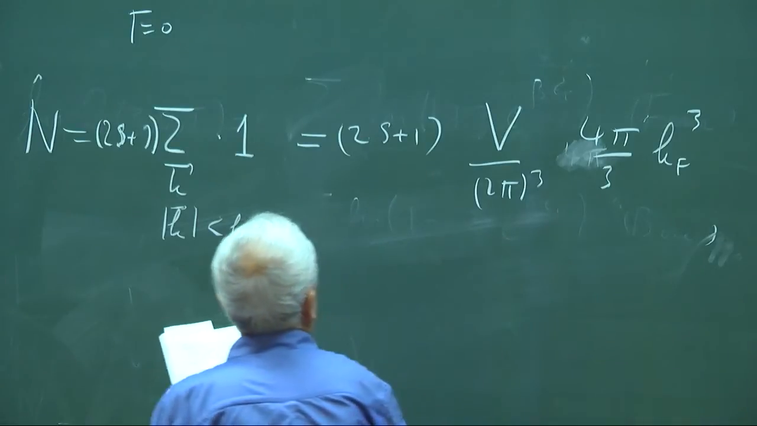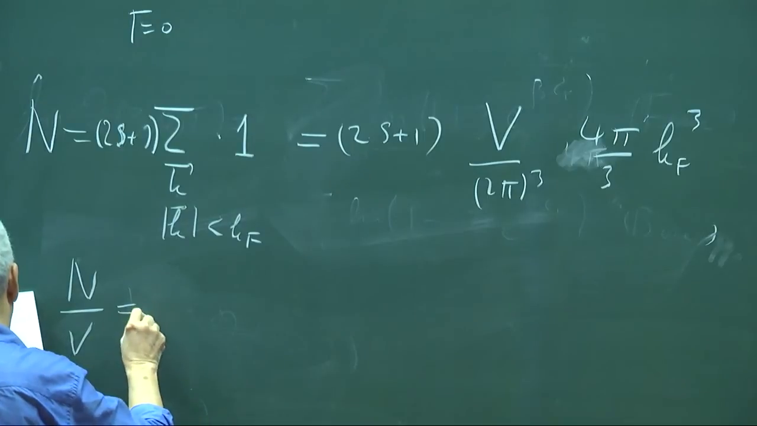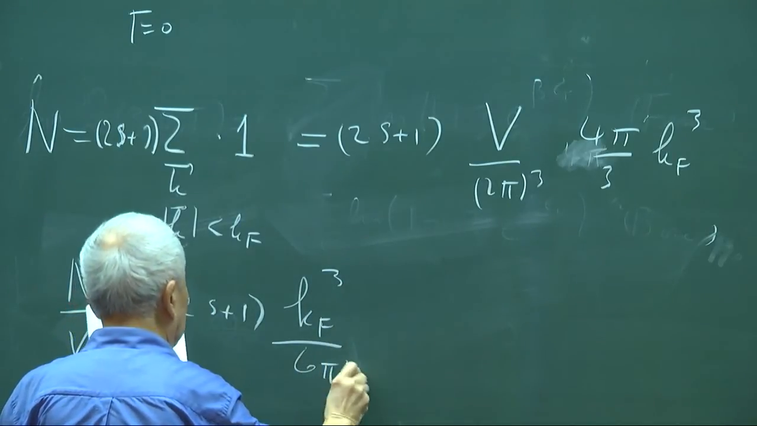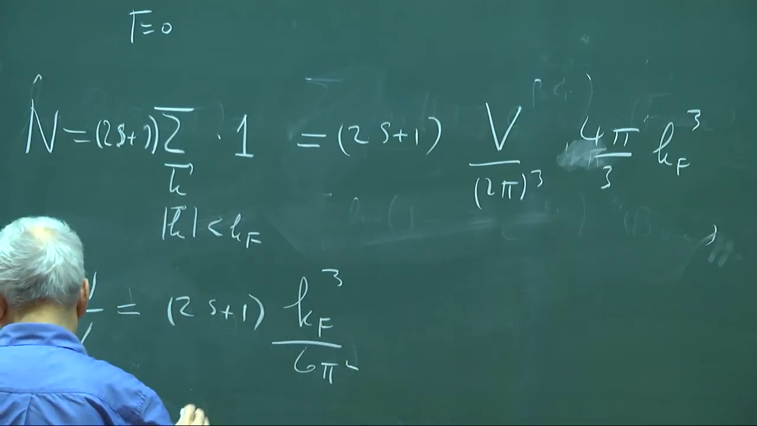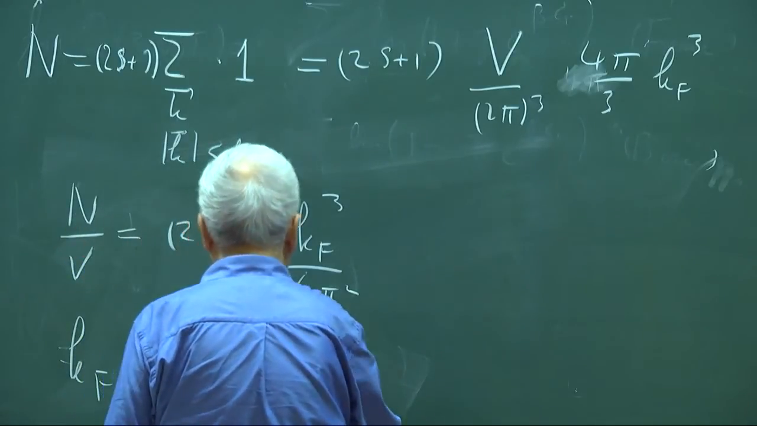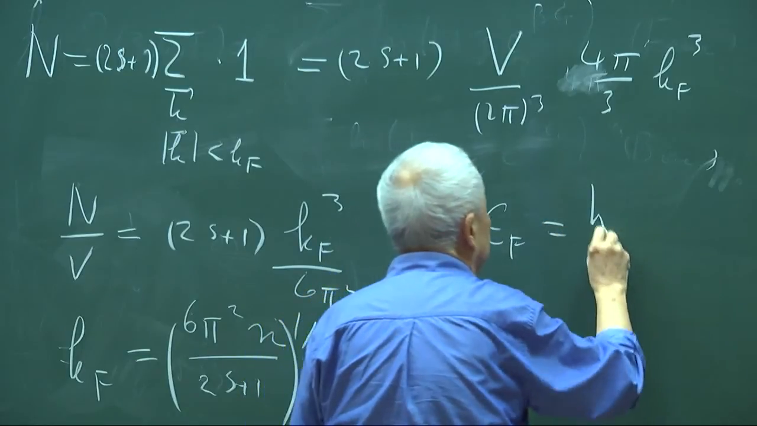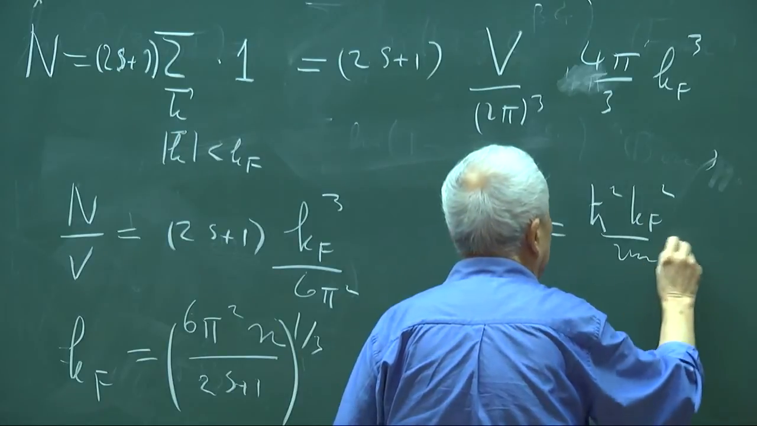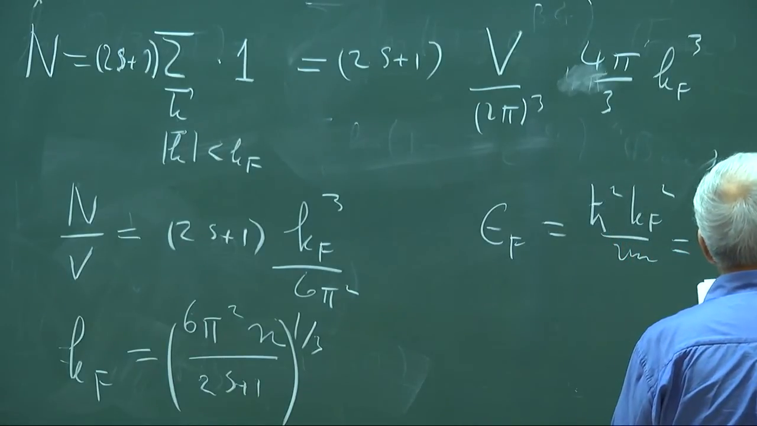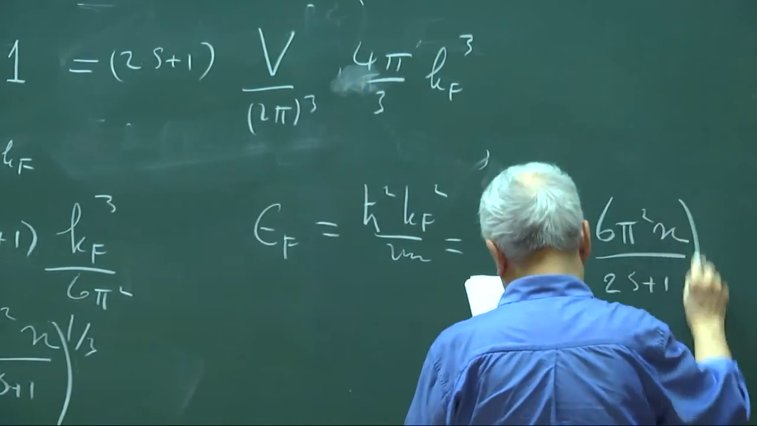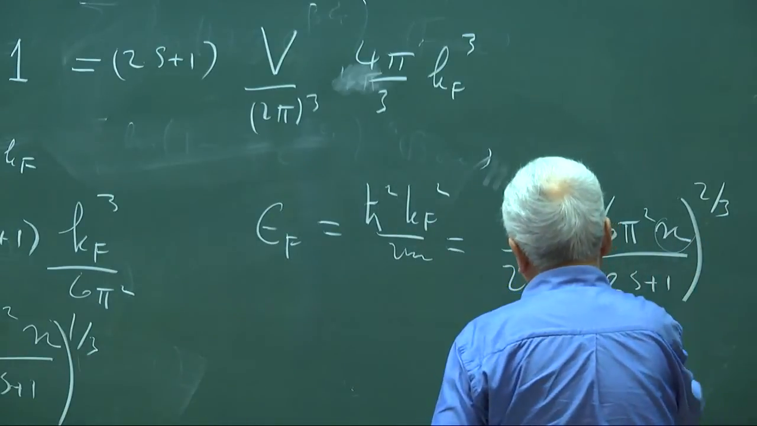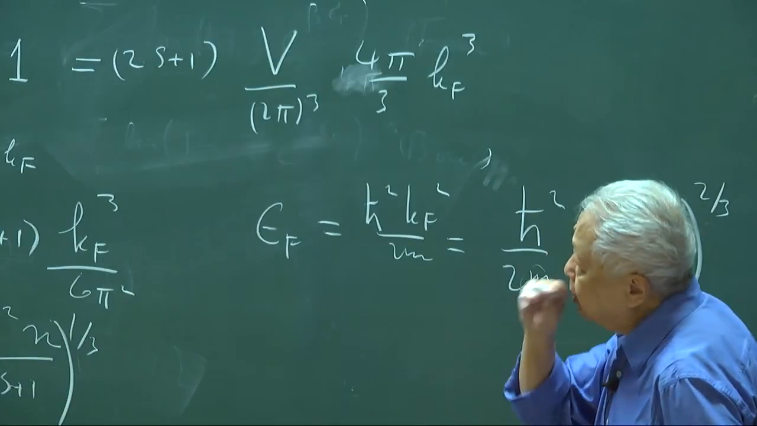So this gives you N over V is equal to (2s plus 1) times kf cubed over 6 pi squared. And kf, therefore, is equal to (6 pi squared times the density divided by 2s plus 1) to the 1/3 power. And therefore, the Fermi energy, which is equal to h bar squared kf squared over 2m, is equal to h bar squared over 2m times (6 pi squared times the density divided by 2s plus 1) to the 2/3 power. So this is the Fermi level, and it depends on the density of the system and the mass of the particle. That, of course, is a very important quantity.